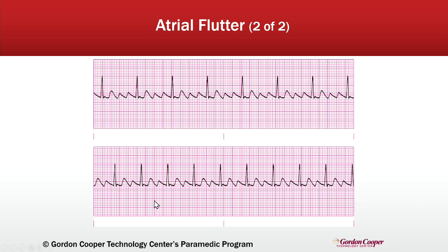And then we go down on our bottom one, we see 1, 2, 3, 4, 5, 6, 7, 8, 9, 10. So we're right at that RVR kind of setting. Rhythm looks quite regular. We also see that we have flutter waves here. PR interval is absent. So once again, you could argue atrial flutter to atrial flutter with RVR.